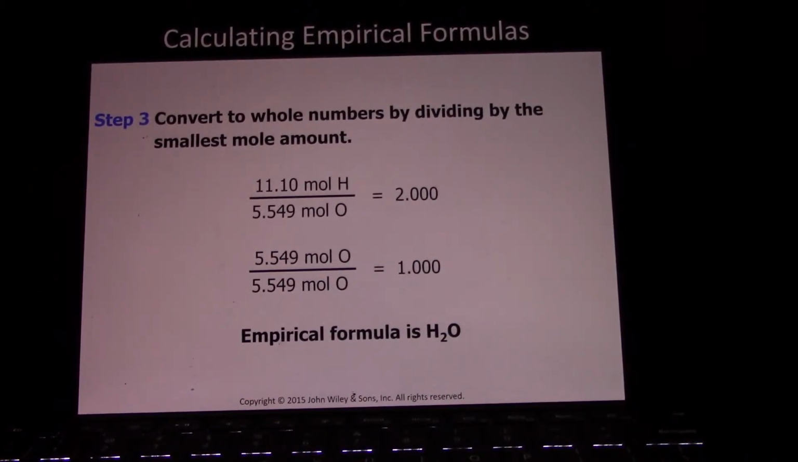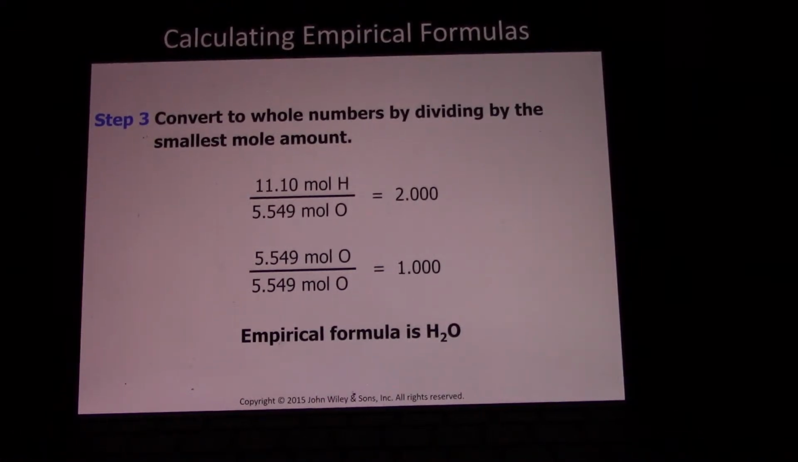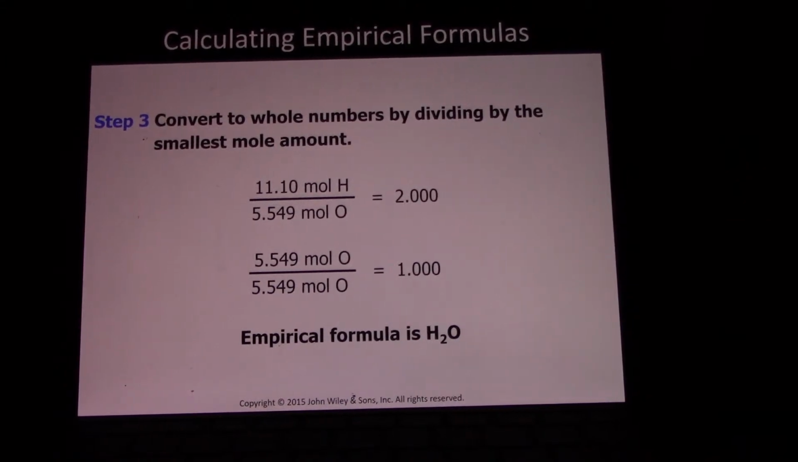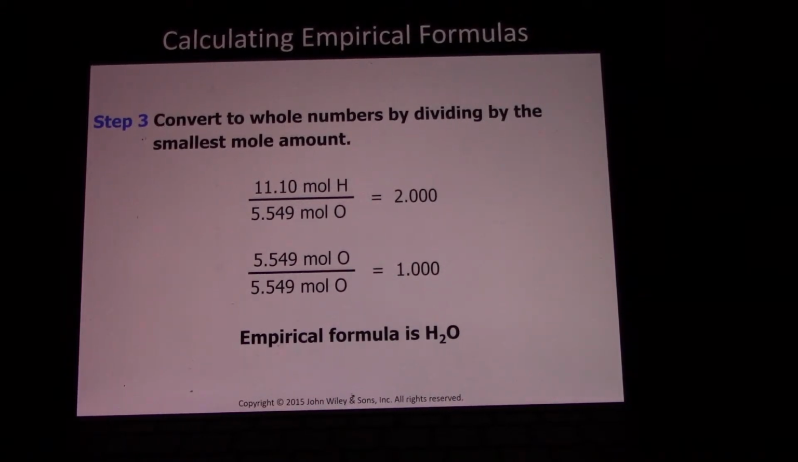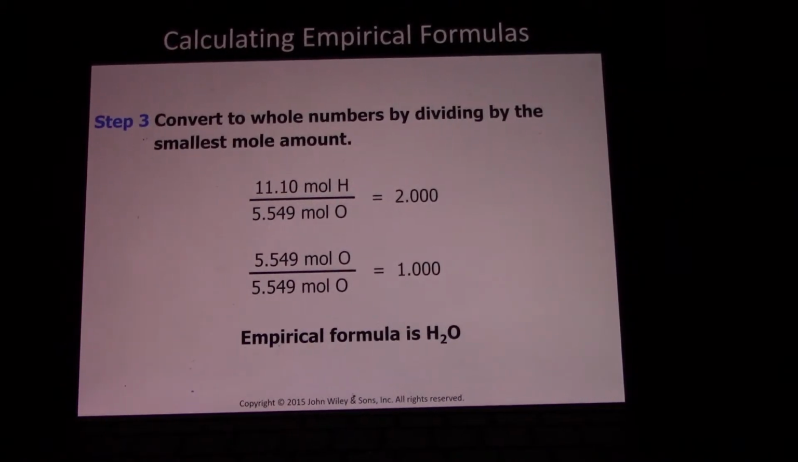That does not mean the molecular formula is H2O. This might be water, it might not. We don't know yet. It could be H4O2. It could be H6O3. It could be H8O4. It could be H10O5. The only thing that we know so far is that the empirical formula is H2O, which means in the compound, for every single oxygen, there will be 2 hydrogens. But we don't know how many of each are in the molecule yet.